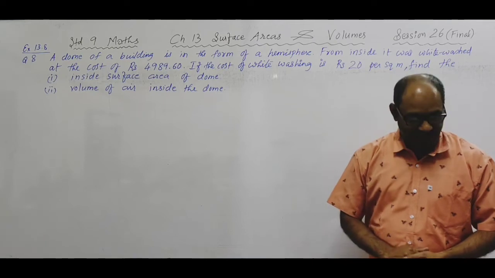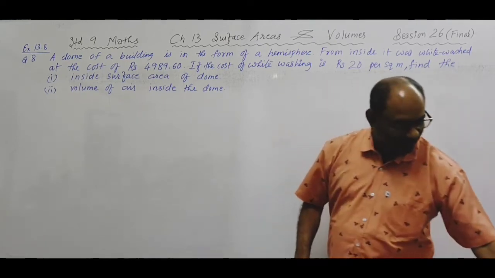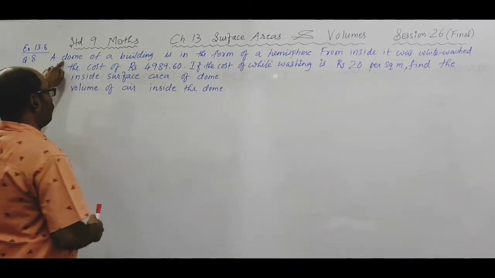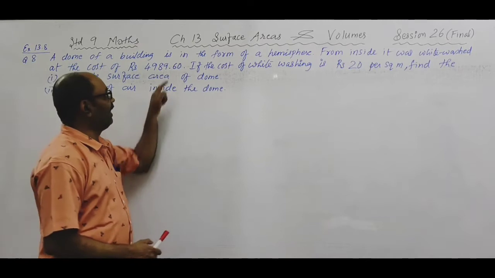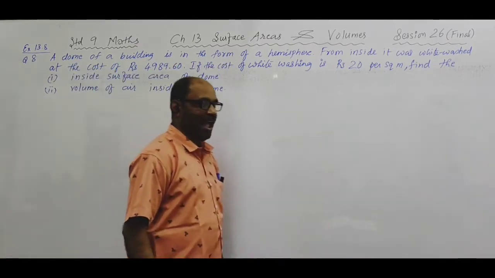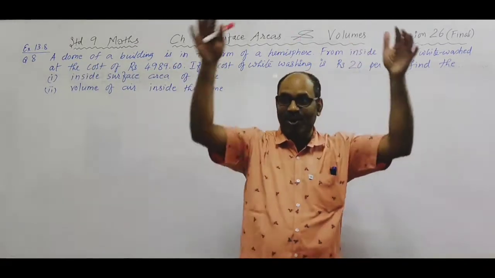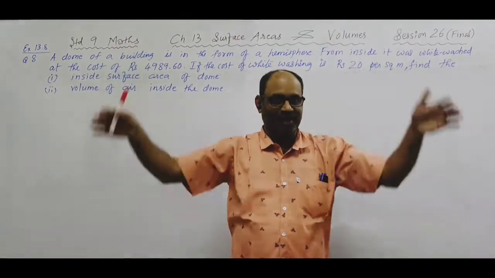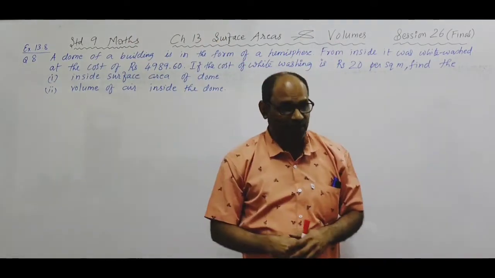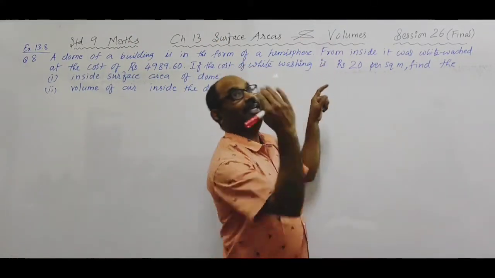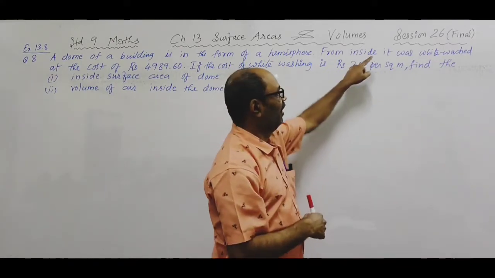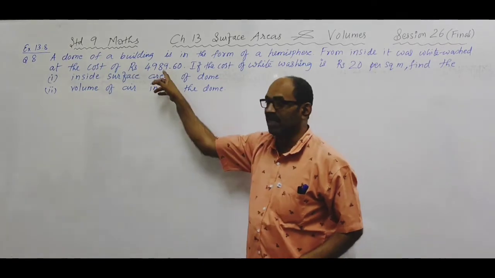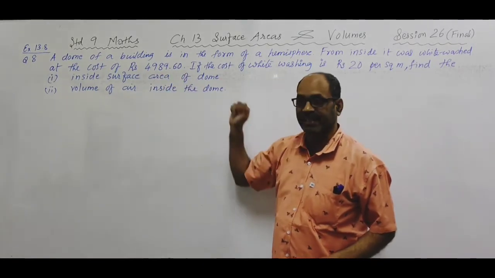Question number 8. Are you ready? Yes. So here is the question. A dome of a building is in the form of a hemisphere. The dome of a temple or mosque, the one that sits on top, is hemispherical in shape. From inside, it was whitewashed at the cost of rupees 4,989 and 60 paise.